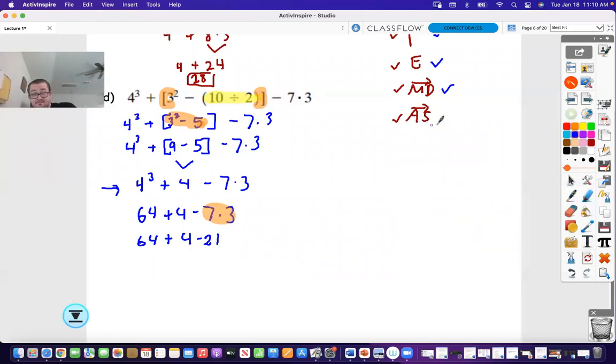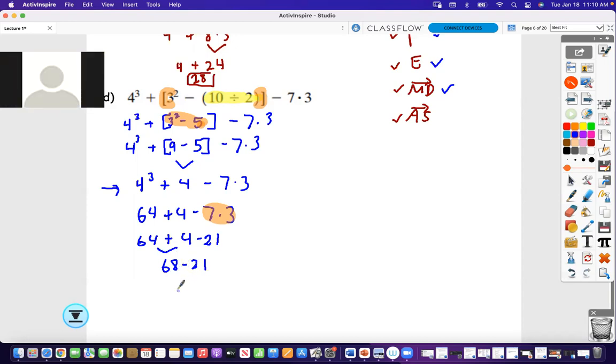From which way to which way? Left to right. So what should we do first? 64 plus 4, which is what? 58. Bring down the minus 21, which equals what? 47, and we are done.